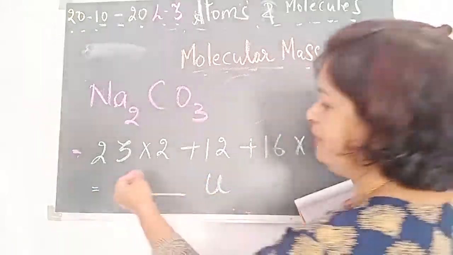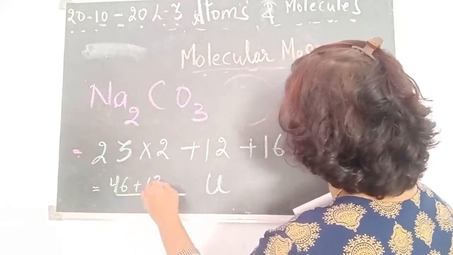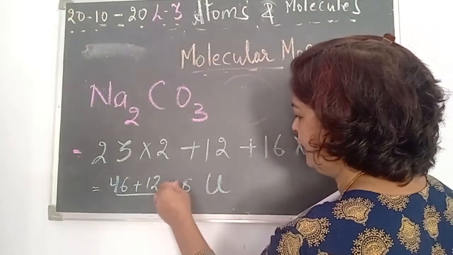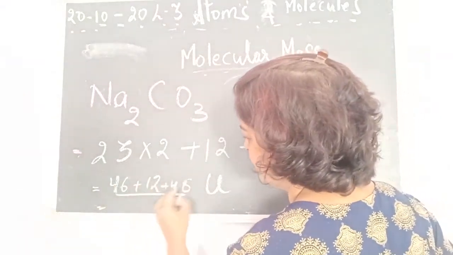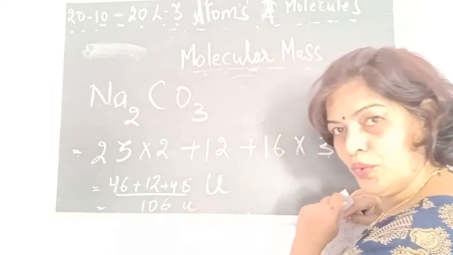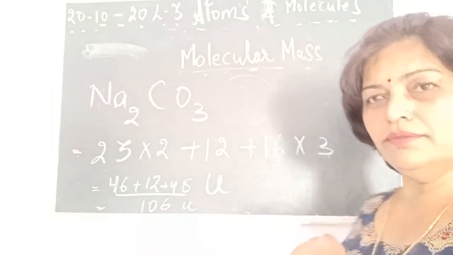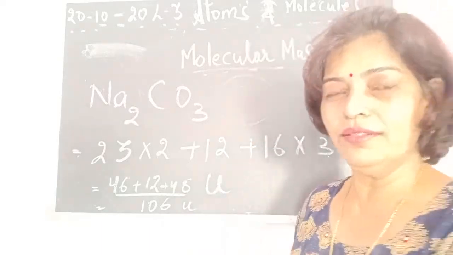Understood? Let's find it. 46 plus 12 plus 48 and 10, 6, 4. It comes out to be 106 U. Okay? Understood, children? Okay. Should I give you some assignment? Sure? You will do it?